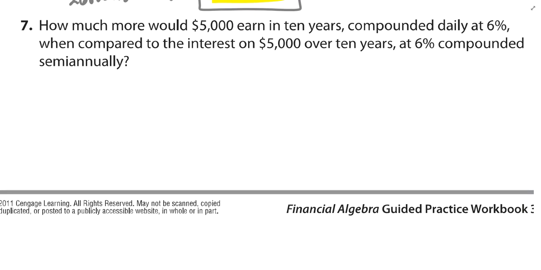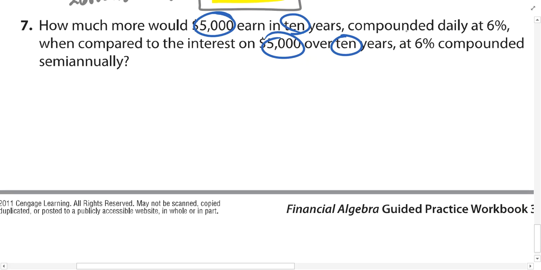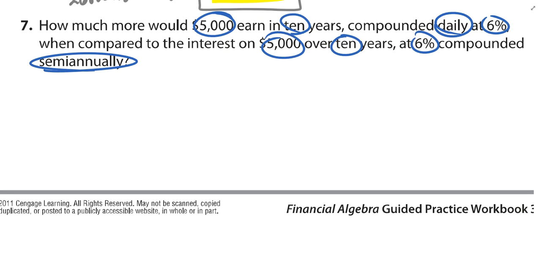So this last question is particularly interesting because we've got two scenarios. In both scenarios, you're investing $5,000 and you're investing for 10 years' time. In one scenario, you're compounding your interest daily at 6%, and in another scenario, you're compounding semi-annually, or twice per year, at 6%. So all being the same except for how often the interest is compounded. So we would like to know, what's the difference between the two?